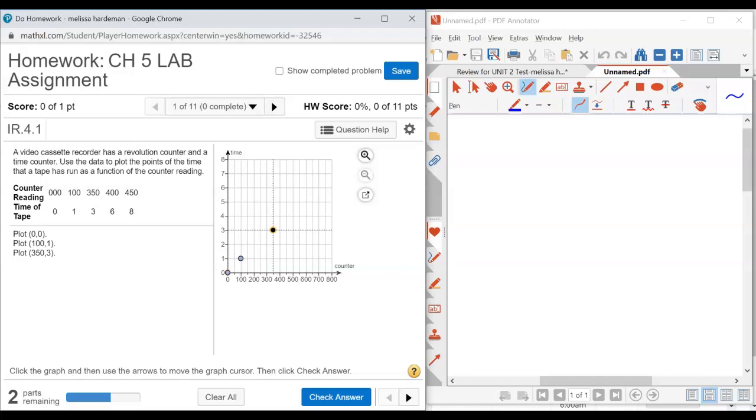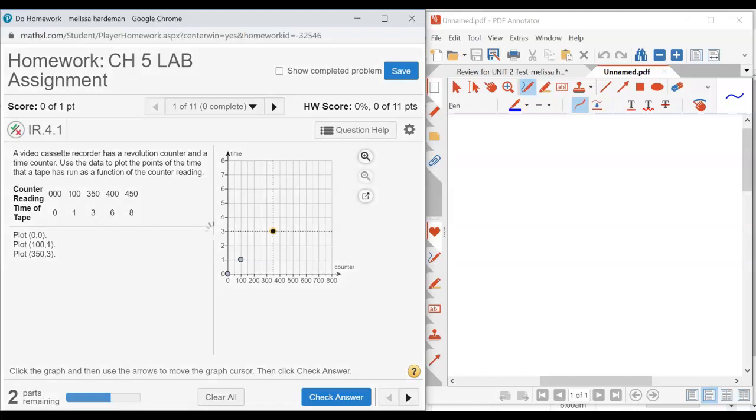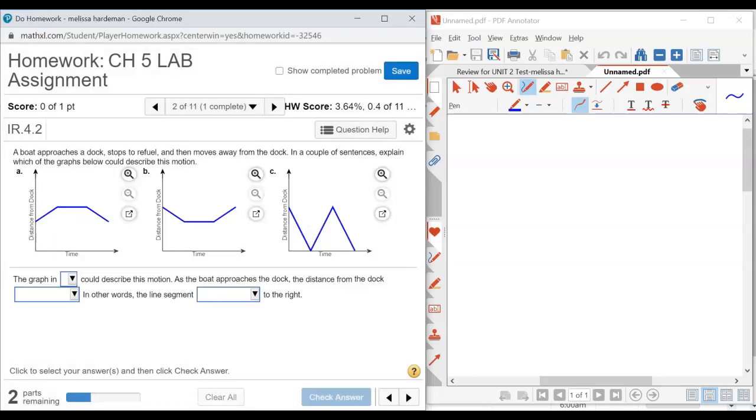Okay, so let's check out the next one. So let's see what's happening in this next problem. Okay, we've got a boat that's approaching a dock. It stops to refuel, then moves away from the dock. In a couple of sentences, explain which of the graphs below could describe this motion.